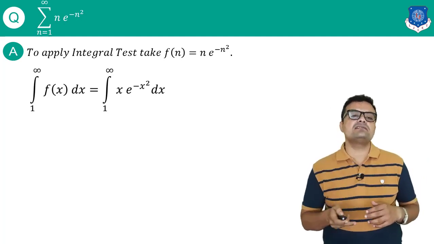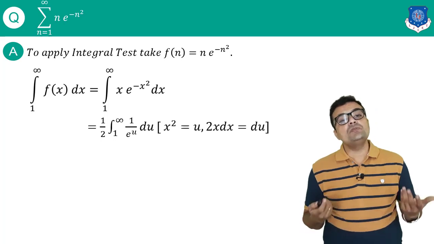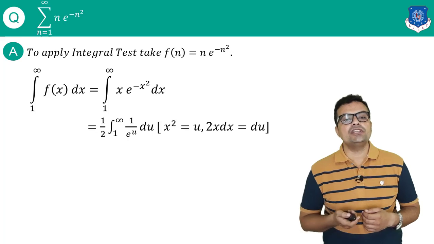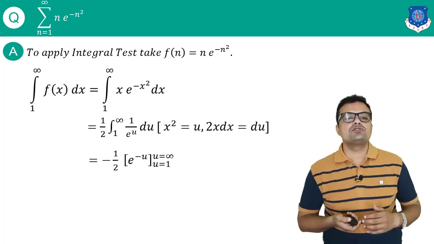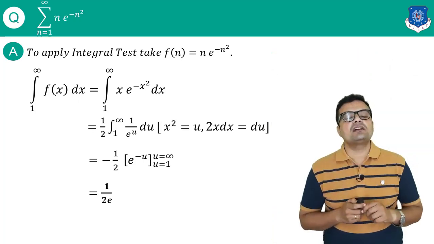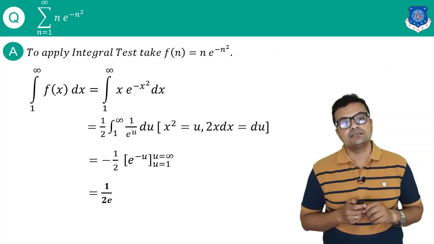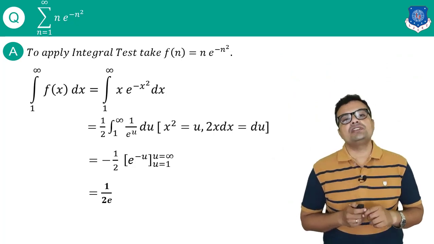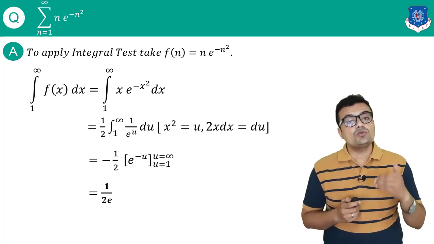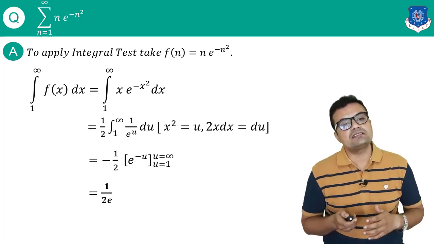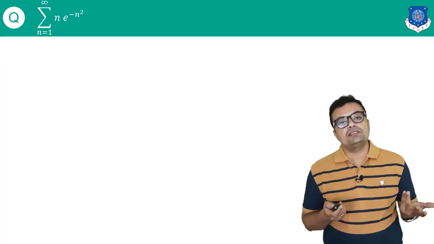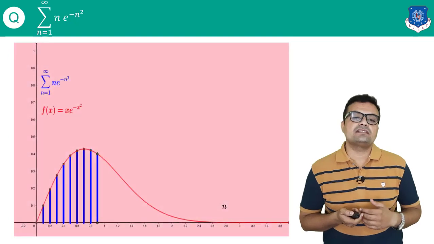Now I cannot integrate this directly. So for that reason I am assuming x square equal to u. And that gives me 2x dx equal to du. Finally, by taking the values of integration, it will result in 1 upon 2e, and this simply means that my answer of integration is finite. And this finite answer of integration will lead towards the convergence of the integration. And so by the integral test, we can say that the given series is convergent.